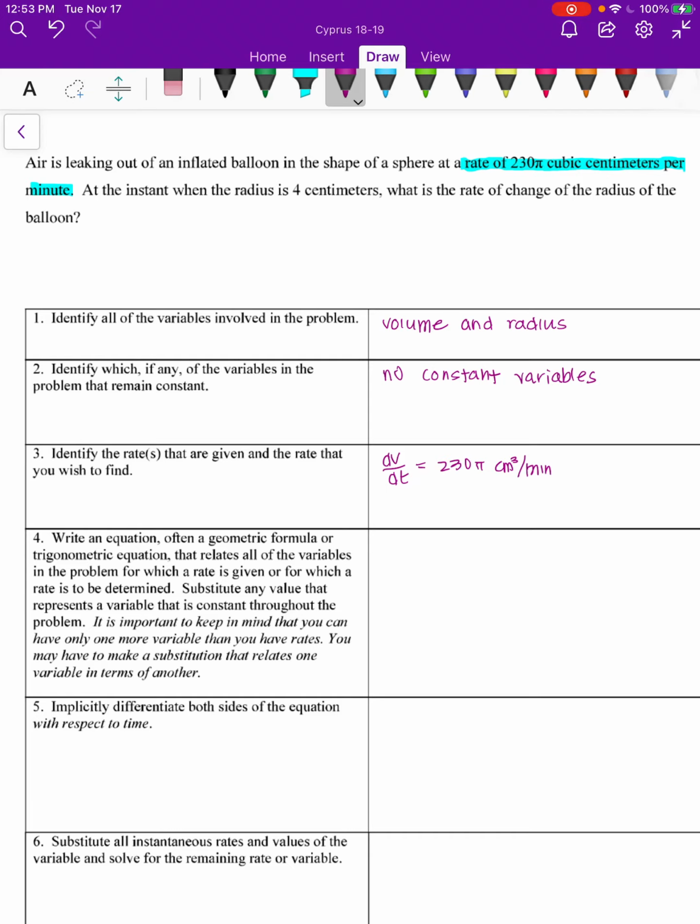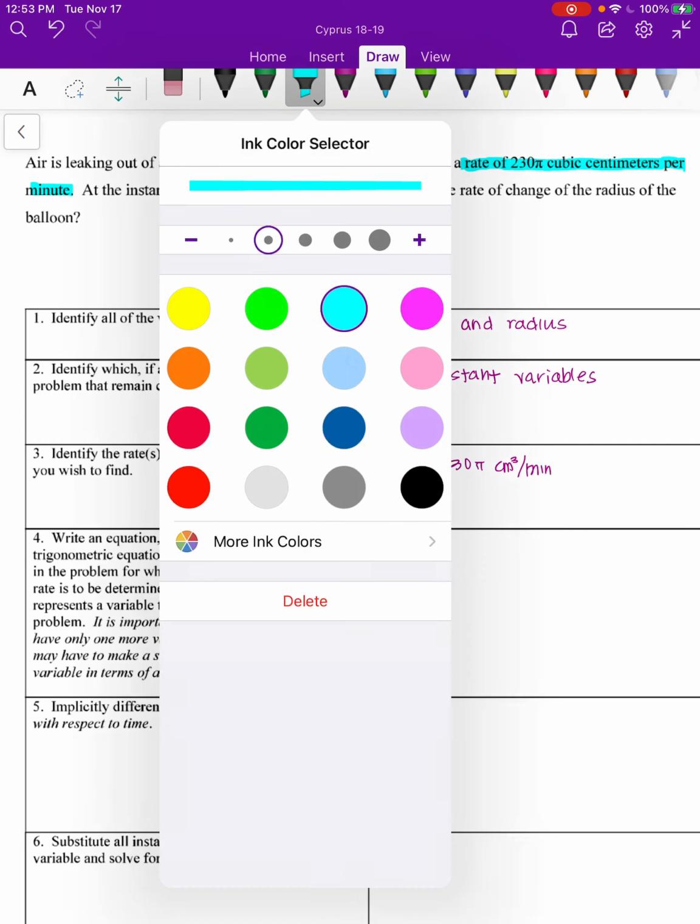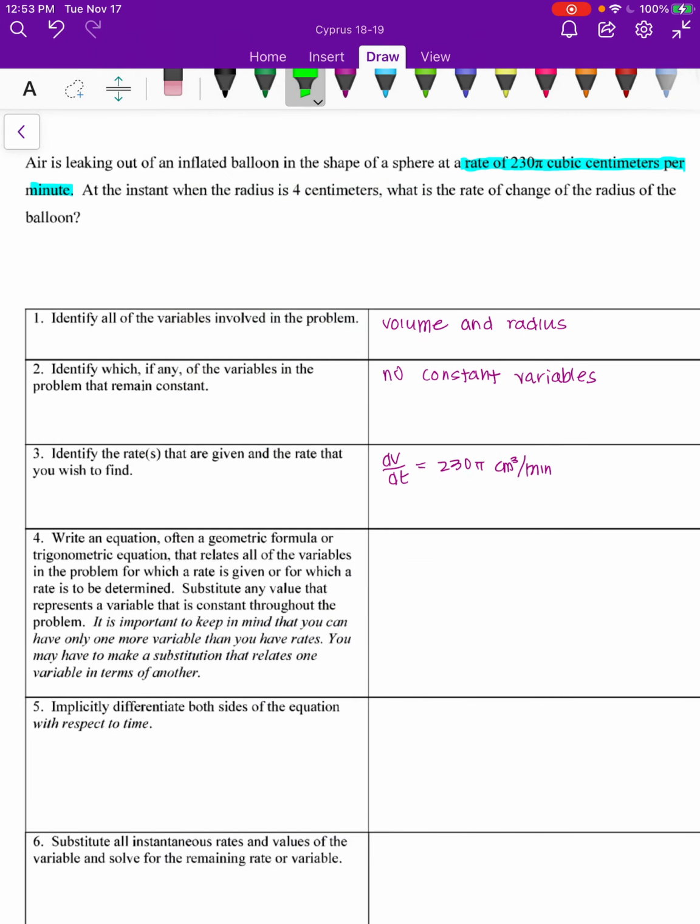They don't give me any other rates as part of the information they gave me, but they did ask me to find, let's change color here, what is the rate of change of the radius? So we are trying to find dr dt. Okay. And I did not mean to put cubed there. The units on the radius is just centimeters per minute there.